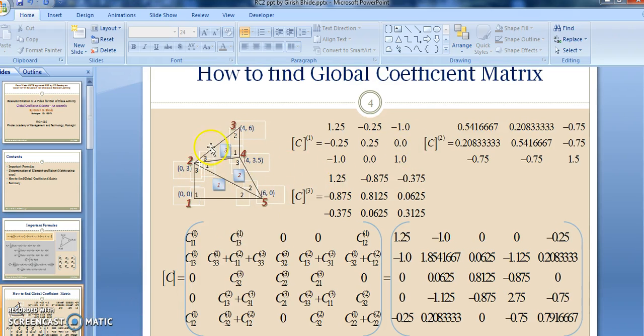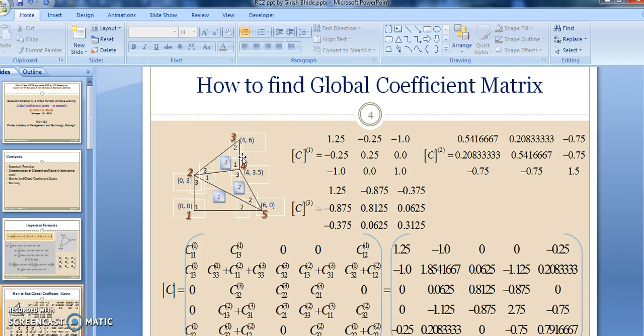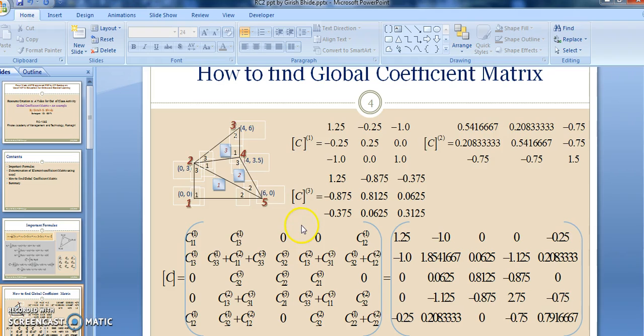So the same sketch is considered over here in order to understand the procedure to find the global coefficient matrix. So the global coefficient matrix is made up of n into n terms, where n represents the number of global nodes. So in this case we will have a total of 25 terms because there are 5 global nodes.